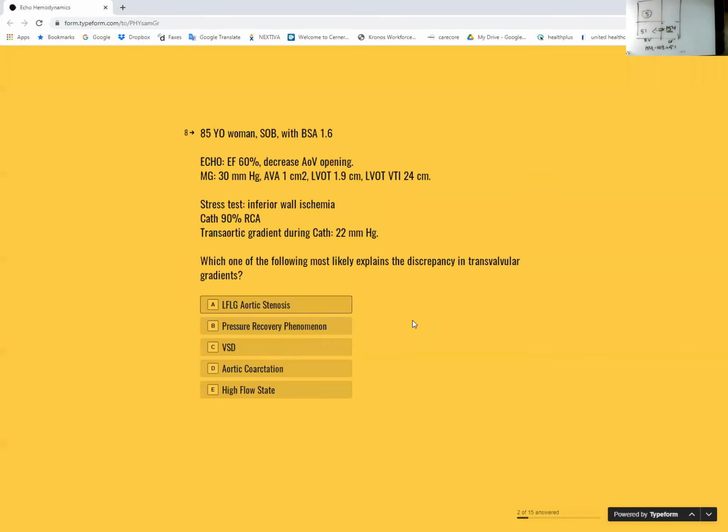Okay. So here's another question. 85-year-old woman, she's short of breath. She's a little lady, BSA 1.6. Her echo showed an EF of 60%. The aortic valve looked tight. She has a mean gradient of 30, an AVA of 1, LVOT of 1.9, and LVOT VTI of 224. Her stress test shows inferior wall ischemia. Subsequent cath showed 90% RCA. Trans aortic gradient during cath was 22. So which one of these most likely explains the discrepancy in transvalvular gradients?